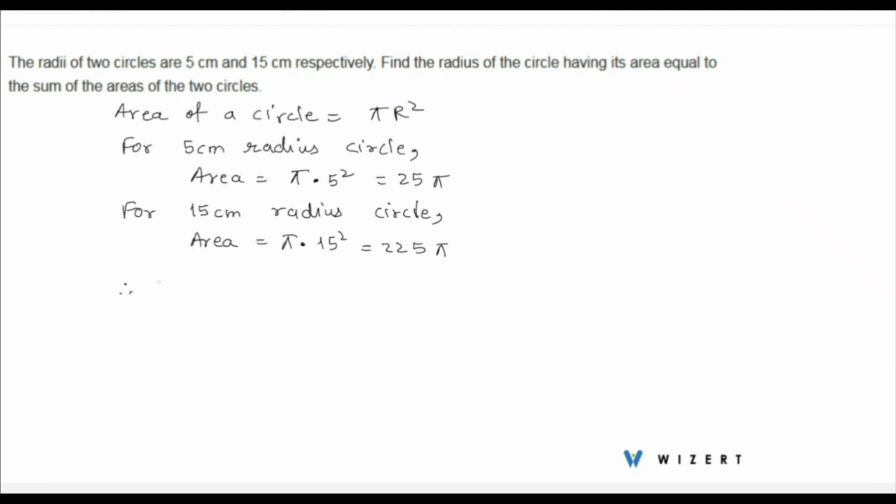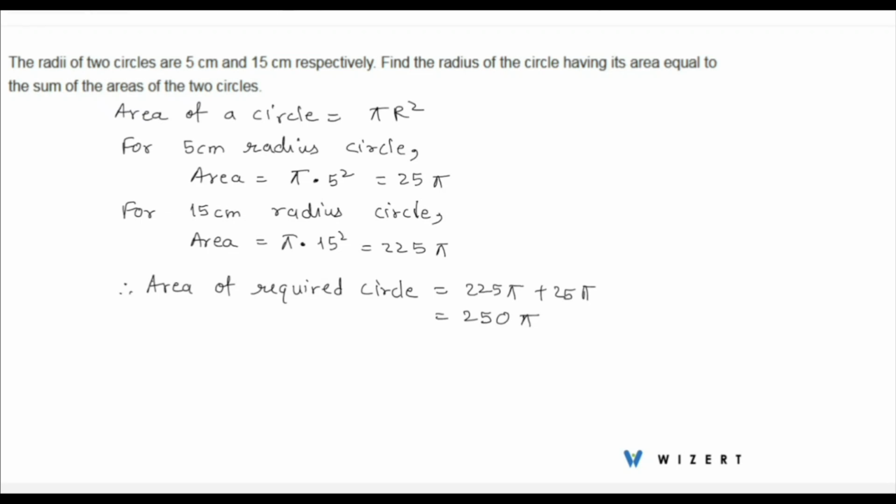Therefore, a circle having area as sum of these two areas will be area of required circle will be equal to 225 pi plus 25 pi, which is equal to 250 pi.